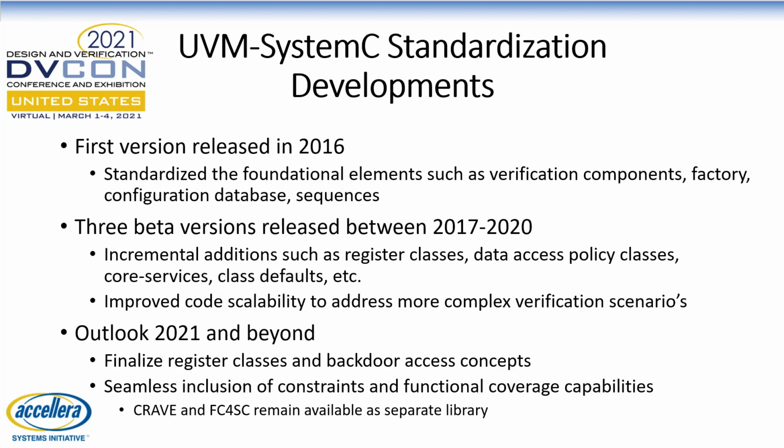After that, further beta versions were released, fixing bugs and adding more and more functionality. Our current effort is focused on finalizing register-related topics and to provide a seamless inclusion for constraint randomization using CRAVE and functional coverage using FC4SC. Both will remain as a separate library to cater a broad usage.